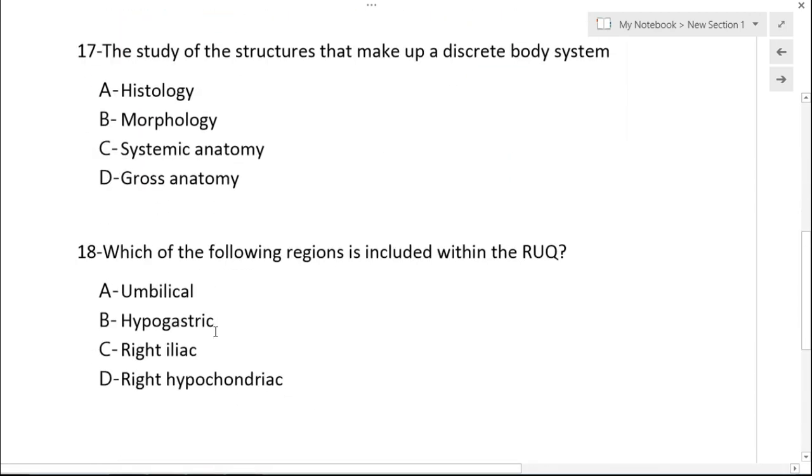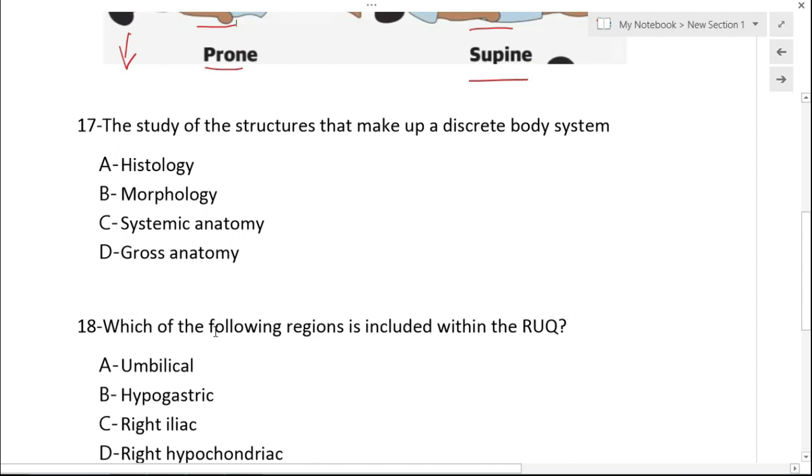Next question, question number 17. The study of the structures that make up a discrete body system. You have to note here: one is structures and body system. What is it called?